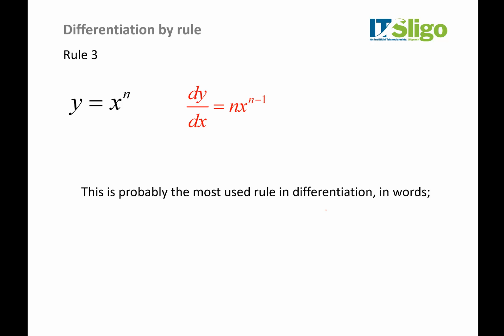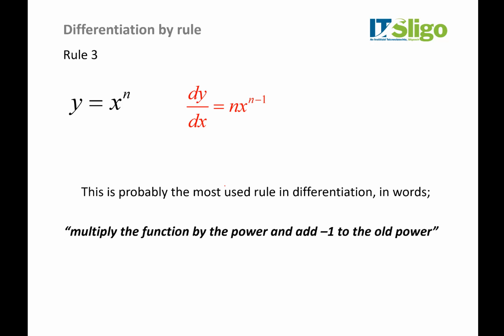Now, for scientists, I should be clear, this is probably the most used rule in differentiation for scientists and for engineers in general. Multiply the function by the power and add minus 1 to the old power. So we'll take a look at some examples of this one now.